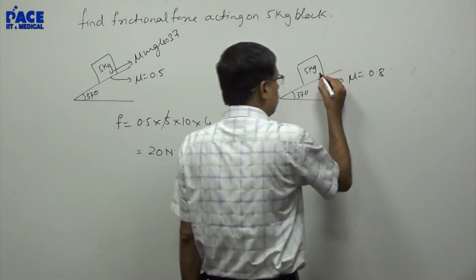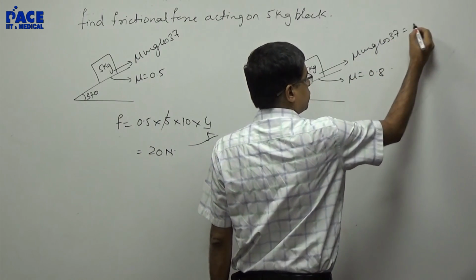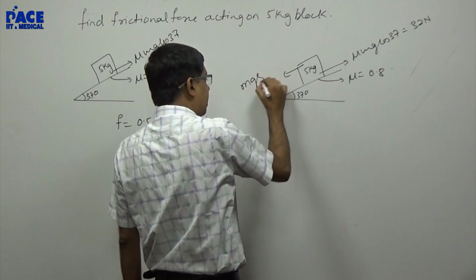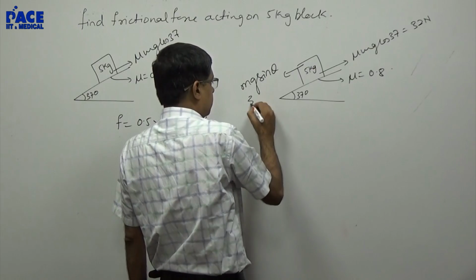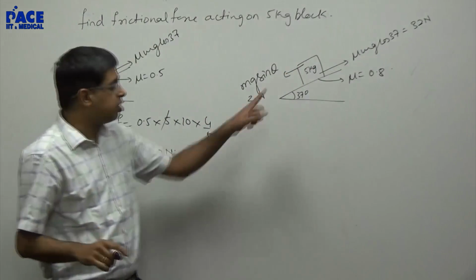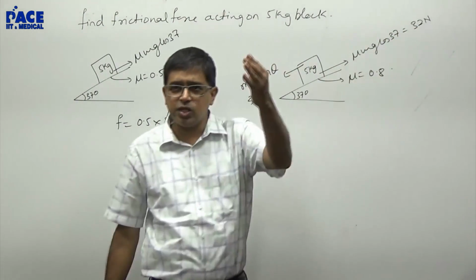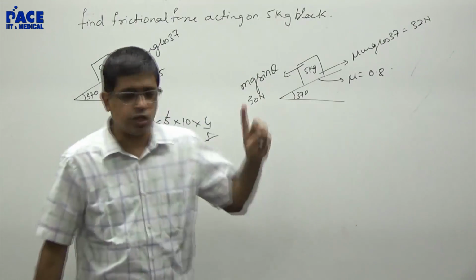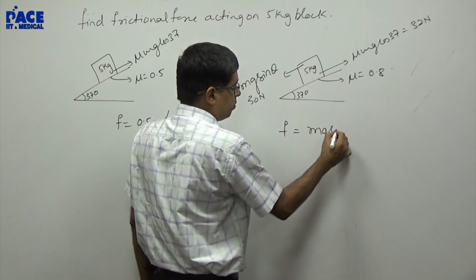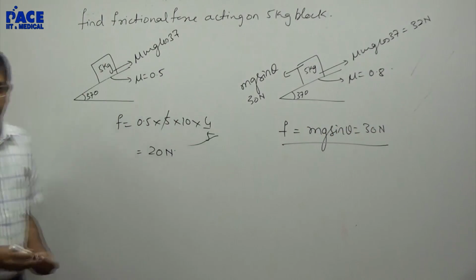Listen. What is the value of mu mg cos 37 in this case? 32. What is the value of mg sin theta in this case? 30 Newton. So will the block move? No. If the block is not moving, what will be the value of friction? 30. Friction will decrease its value to make sure that it is at rest. So the frictional force acting here is mg sin theta, which will be 30 Newton. Is the point clear to all?